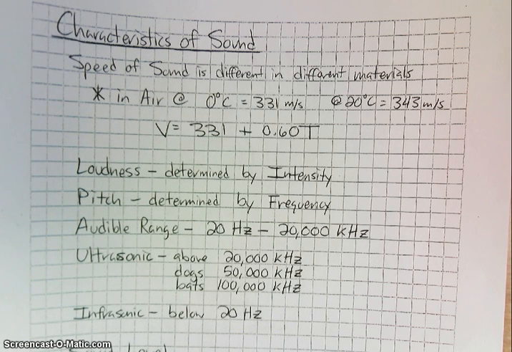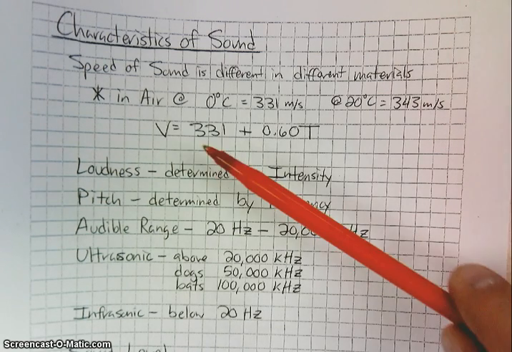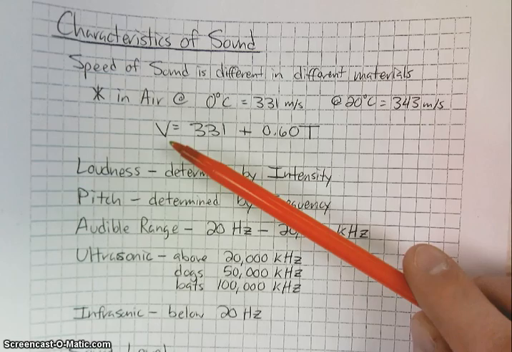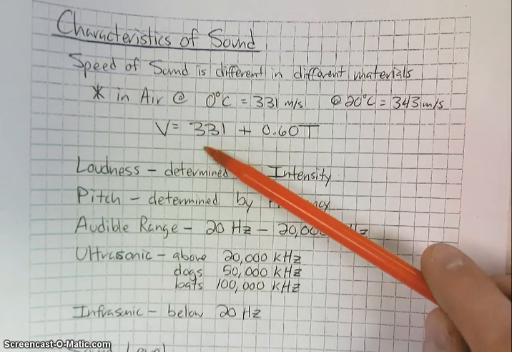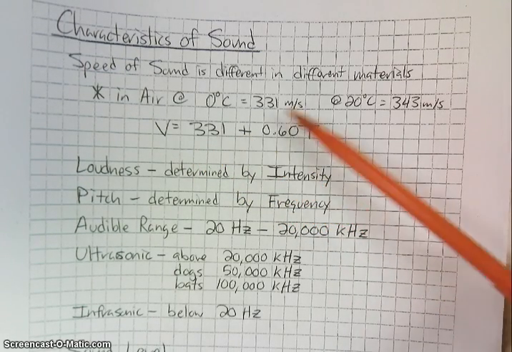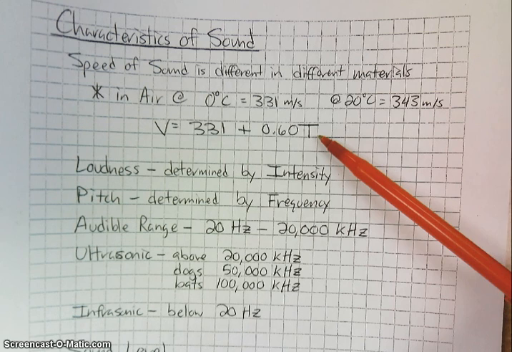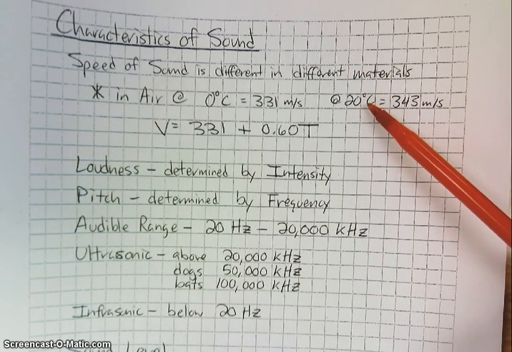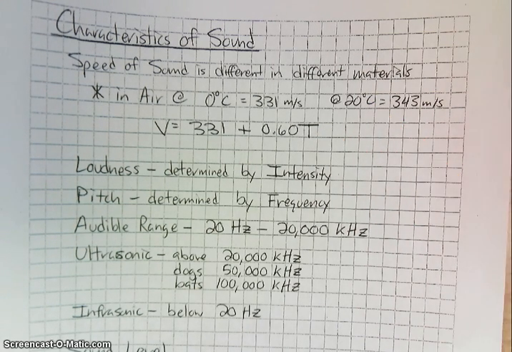These are pretty common values that you might have to use in problems. If you ever need to solve for the velocity of sound in air at different temperatures, this is the equation that you should be familiar with. I would pretty much try to commit it to memory. The velocity in air would be 331 plus 0.6 times the temperature. Don't forget that the temperature needs to be in Celsius. Just some stuff that might be kind of interesting for you.